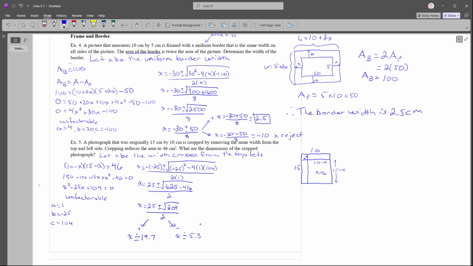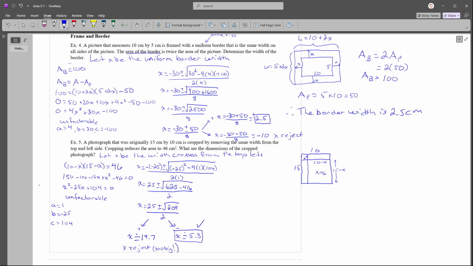They're both positive. So are they both valid? Is that possible? Well, we have to look at the question. The question is, x represents the amount of width cropped. If our width starts at 15 and 10, and we subtract 19.7 from either of those, we're going to end up with bad dimensions in both cases. So we have to reject. Reject. Too big. So that means x is approximately equal to 5.3 is the number we're looking for.